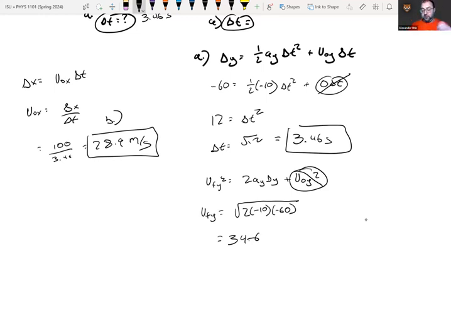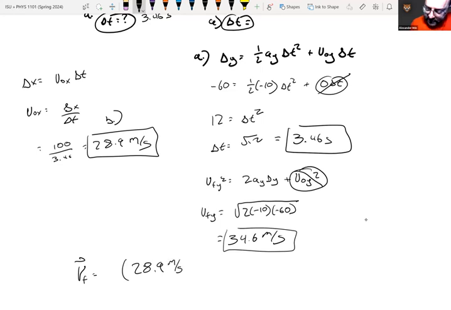So very similar to what we saw up above. 34.6 meters per second. Okay, so that is all we've got for that one. And what we can do now is we can just say, okay, then our velocity vector, V final vector, is just going to be 28.9 meters per second.